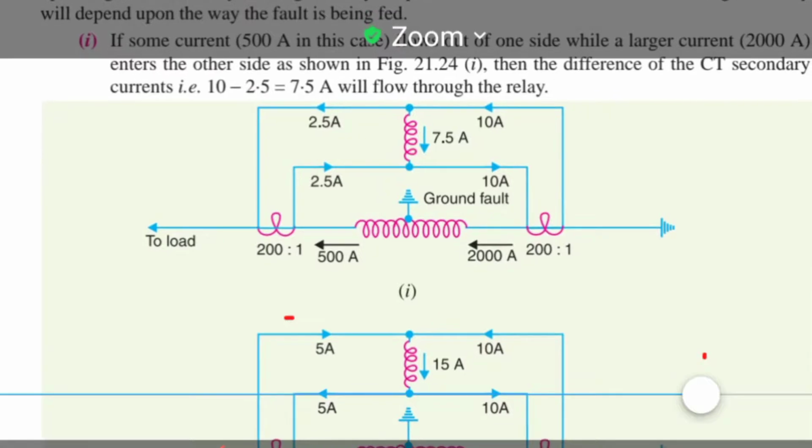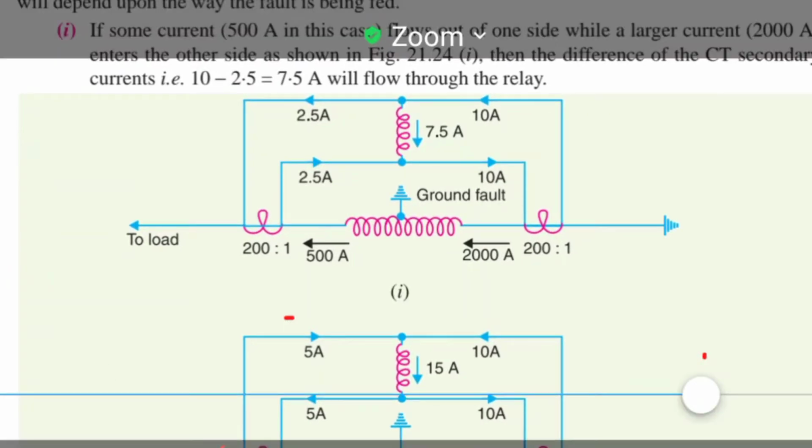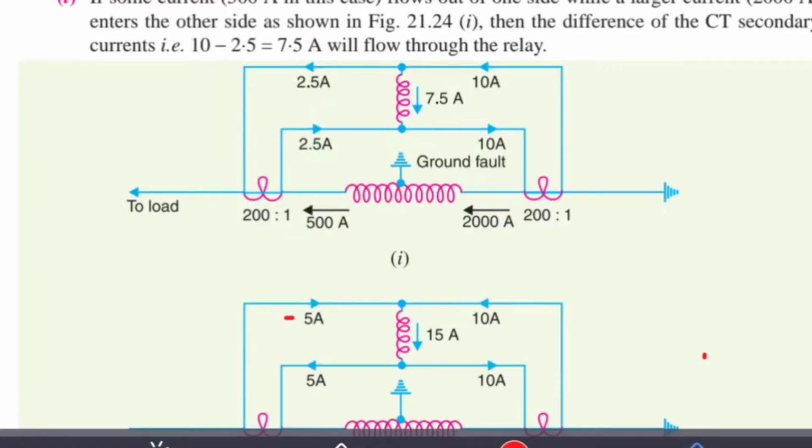If a ground fault occurs in the alternator winding, an earth fault or ground fault, both are the same, what will happen? The currents will not be the same. Assume that the fault current is 10,000 amps. Hence 10 amps will flow through this current transformer due to the fault, and a secondary of 10 amps means the primary will be 2000 amps. Now this 10 amps will circulate.